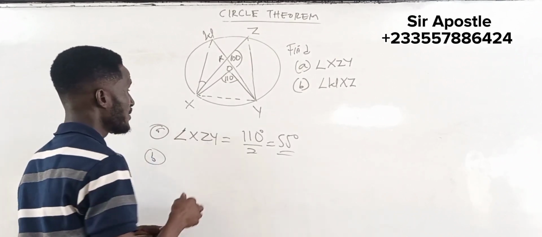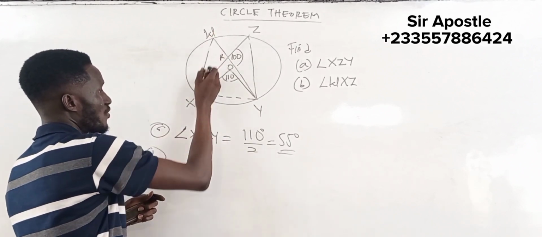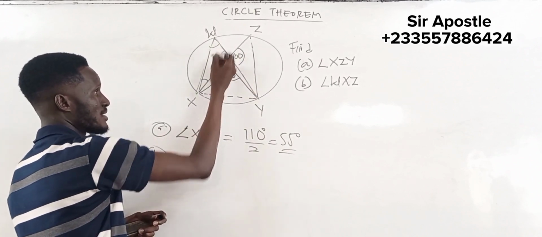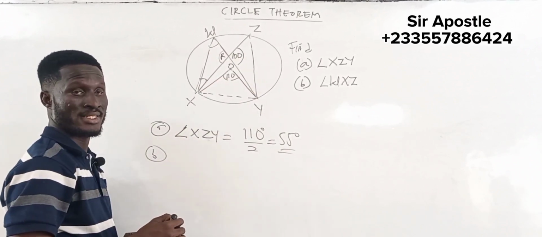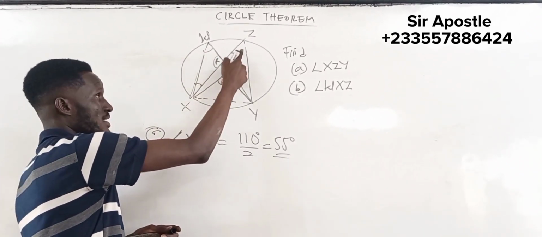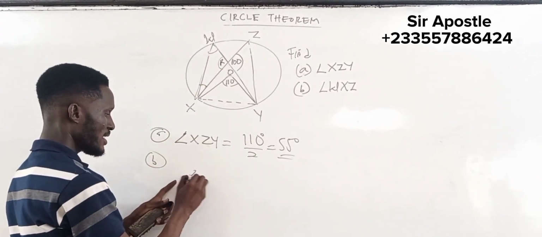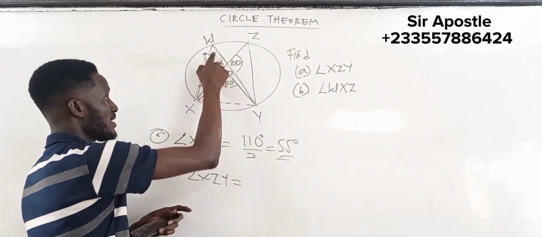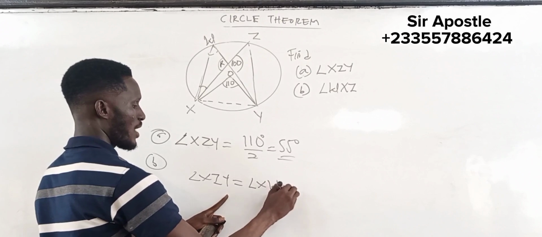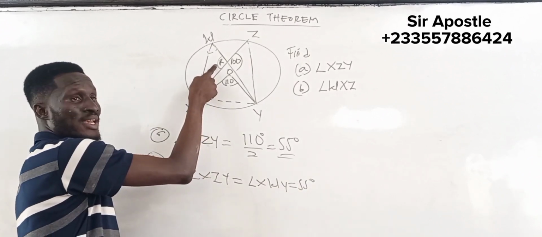This one will form a triangle. So this side plus here is supposed to give us 180 degrees. I hope you know that this side is also 55, so this and this are the same. So I can say that angle XZY is the same as this side, angle XWY, which equals 55 degrees.